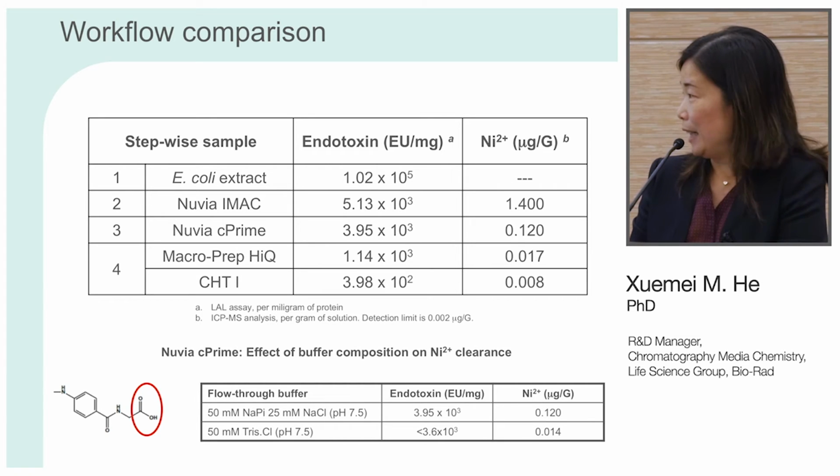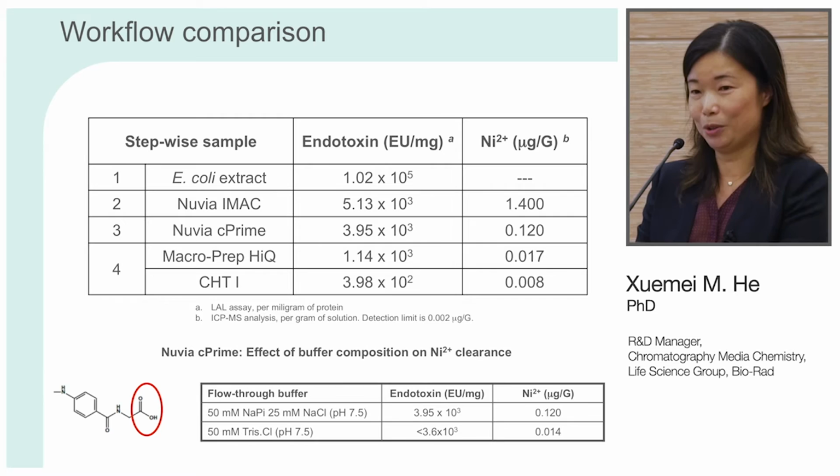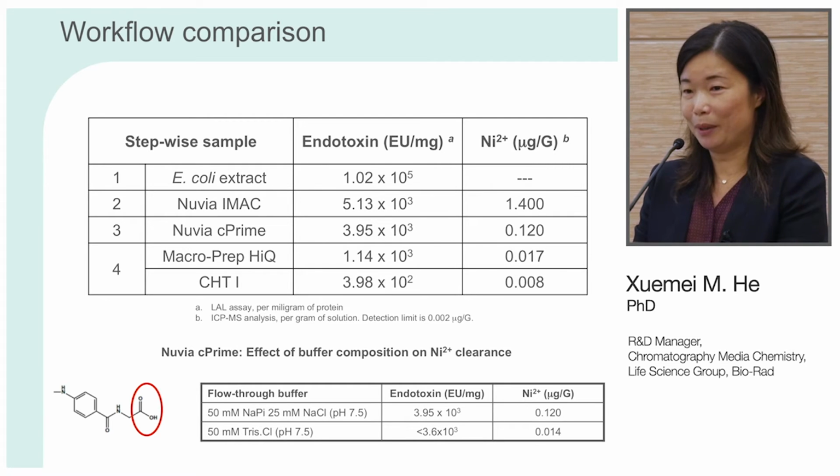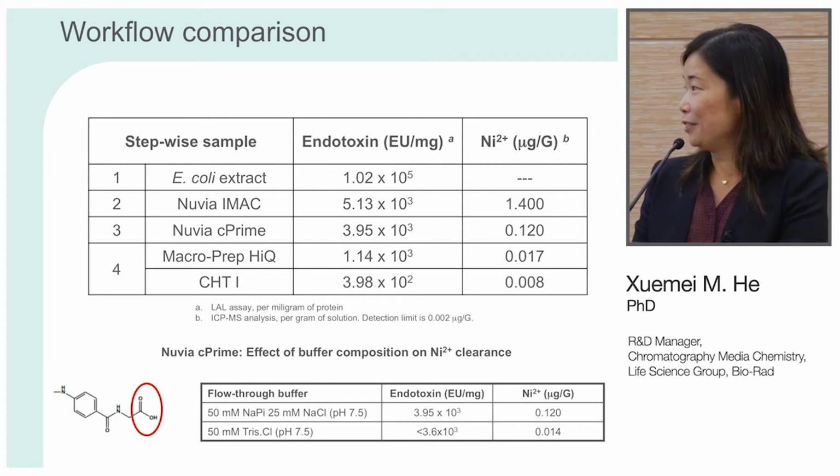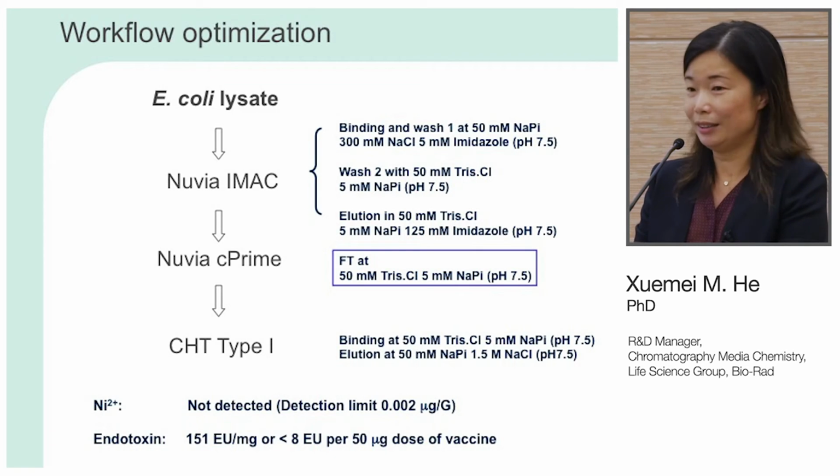And this is the data. We found that if we further remove that 25 millimolar of sodium chloride in our equilibration buffer for C Prime, we actually can further reduce the nickel content 10 times.